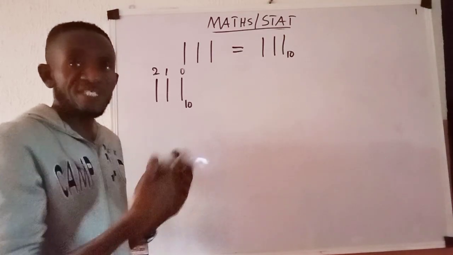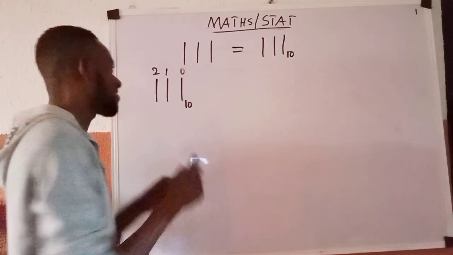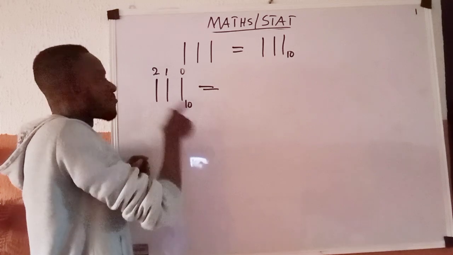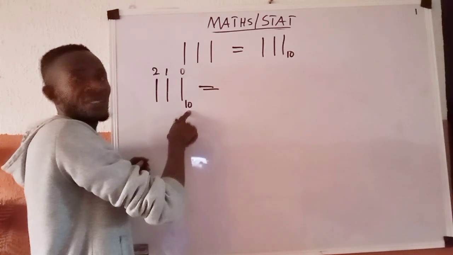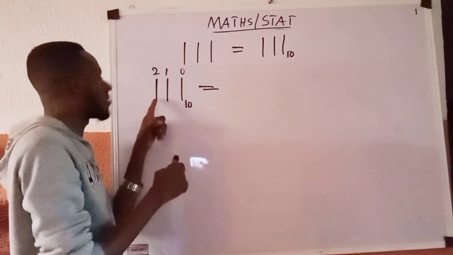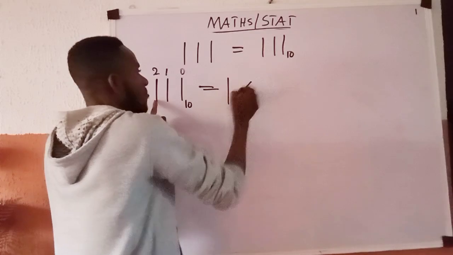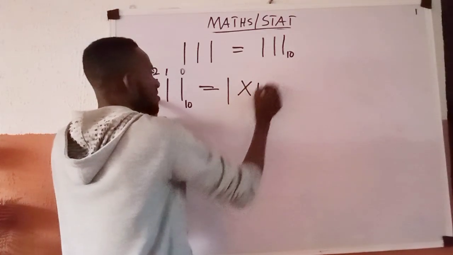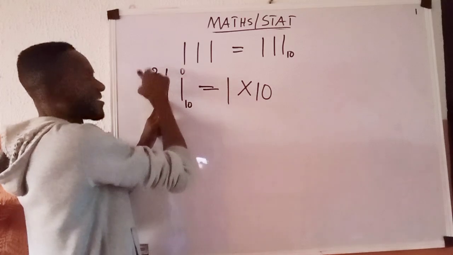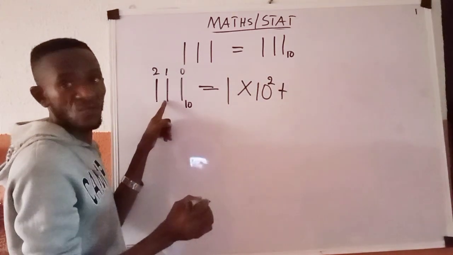How do we now express it in base 10 equivalently, such that when it is evaluated, it will give us 111? You pick each digit, multiply it by the base, and raise it to the power of the position of that digit. Beginning with the first digit 1, I have 1 multiplied by the base, which is base 10. The position of this 1 is 2, so it is raised to power 2, plus.